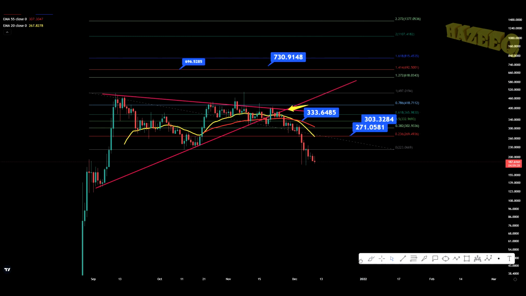Today we're going to be taking a look at Moonriver. I do want to say that I'm not a financial advisor. You should do your own research before investing money into crypto.